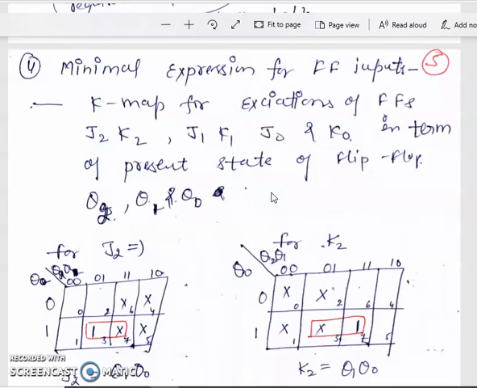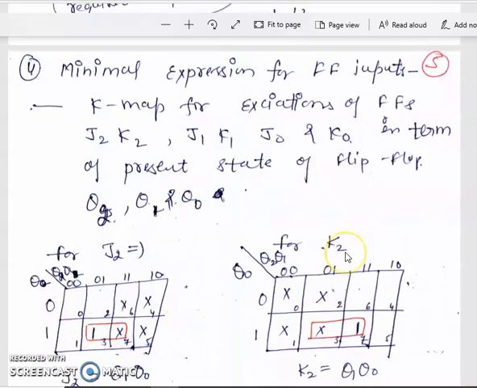So we write the K map for all the inputs of flip-flops. For example, J2, first of J2 we have the three combination variables, that is Q0, Q1 and Q2, that is the present state variables. Okay, present state variable 3. So K map consists of 8 cells, and we fill them 0 to 7.